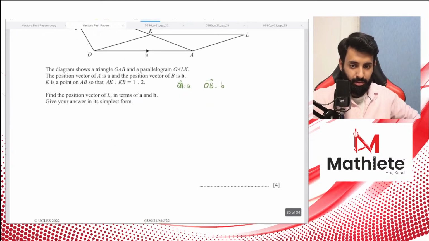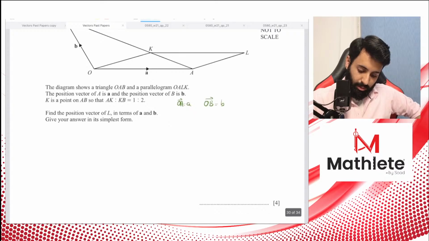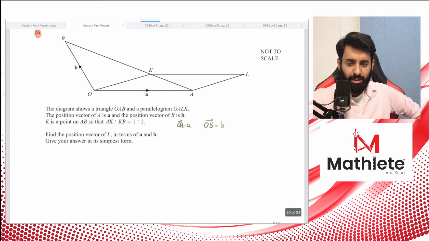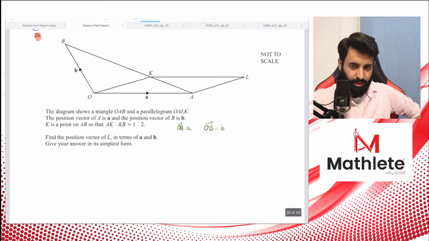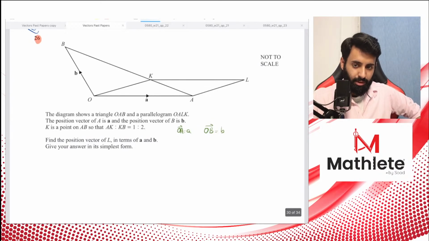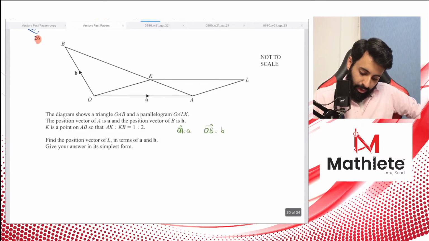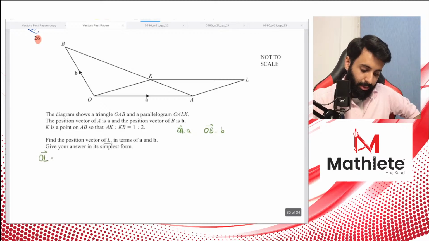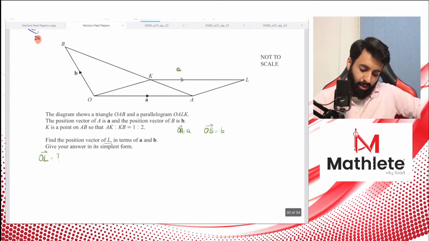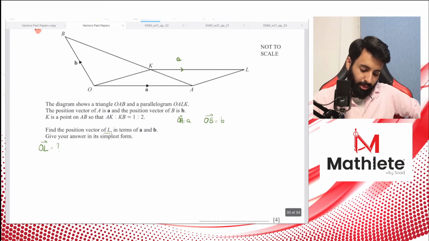So that means there is going to be a decent amount of working that's required. Now, it doesn't matter whether it's O-levels or IGCSE as far as vectors are concerned. It's more or less the same difficulty level and even the type of questions are the same. Now, let's see what we can do. Finding the position vector of L basically means that you need to find out OL. Since it's a parallelogram, remember that this is going to be equal to A.